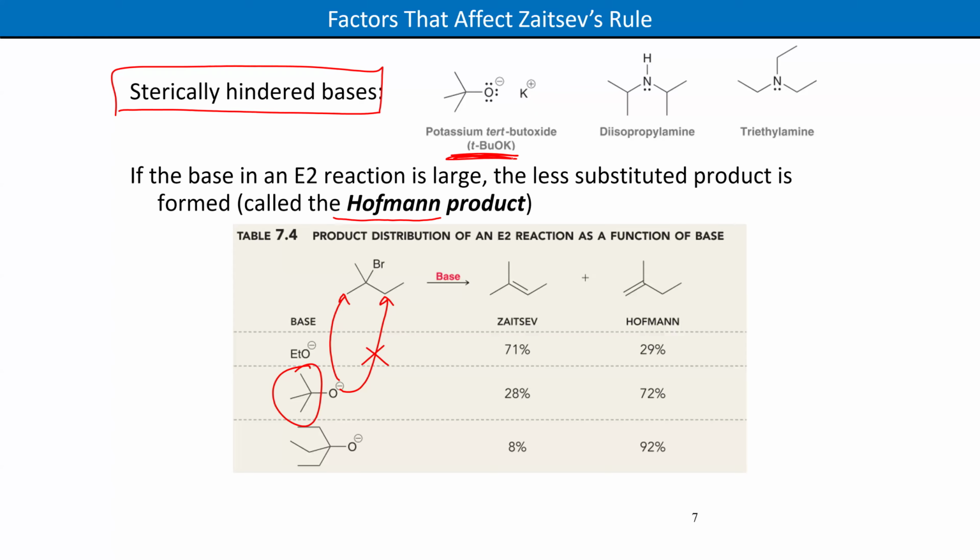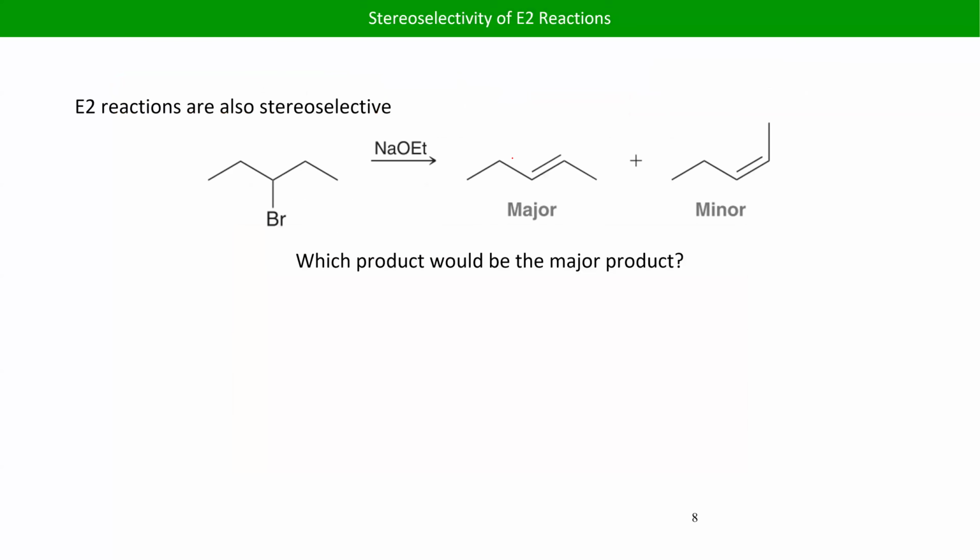But like the one we have for our next one, what is this? NaOEt. So that's sodium ethoxide. That's not a sterically hindered base. The OEt, Et, remember, is shorthand for ethyl. Is the OEt the same as the EtO in the one before? Yeah.